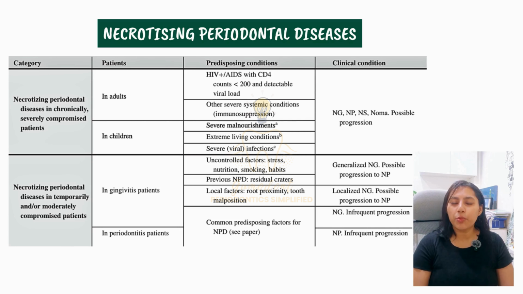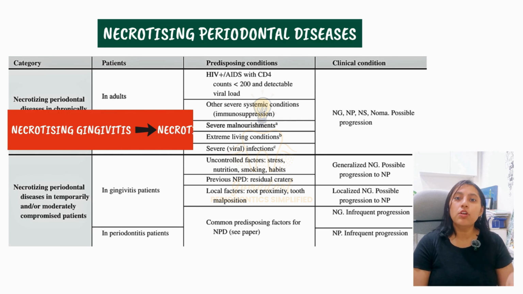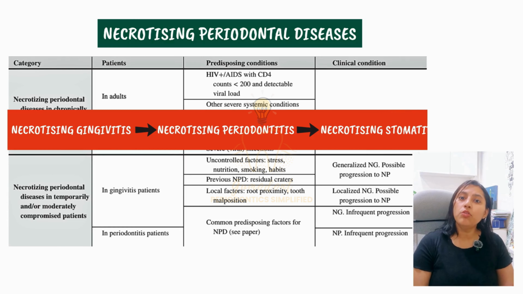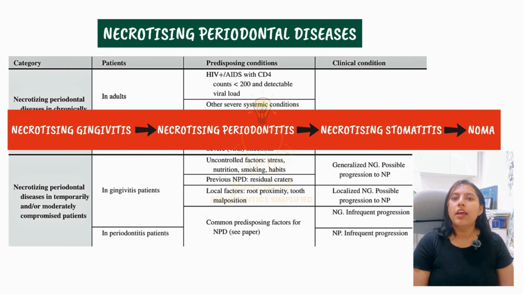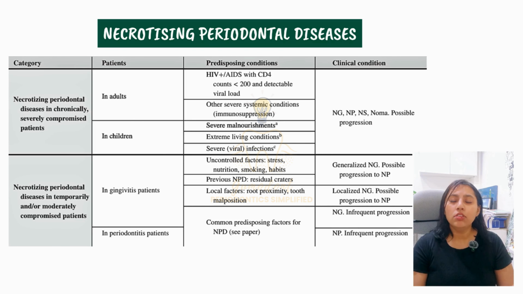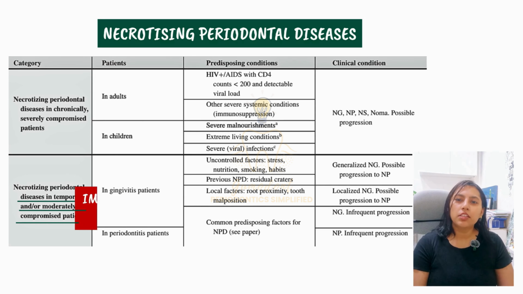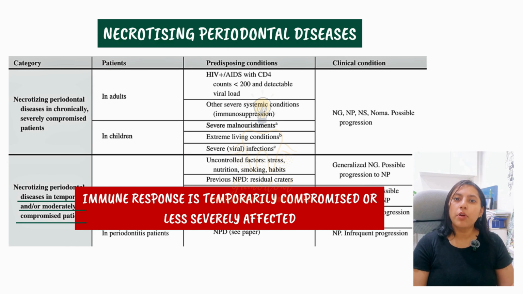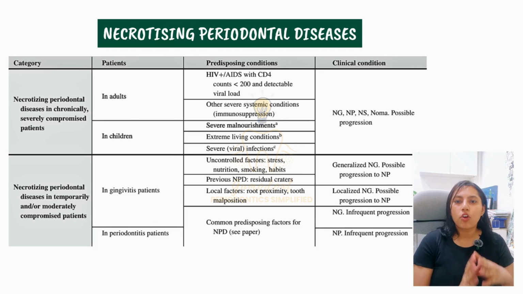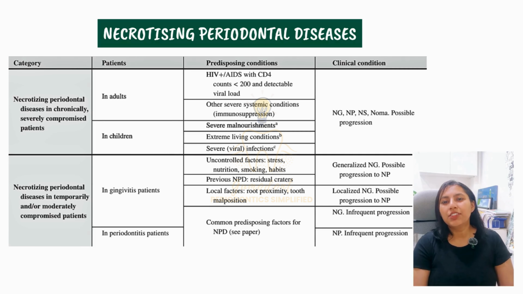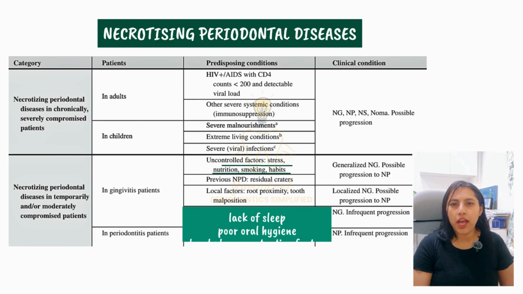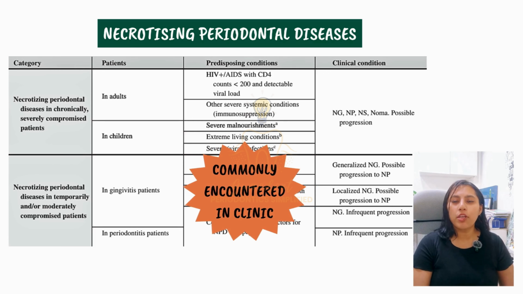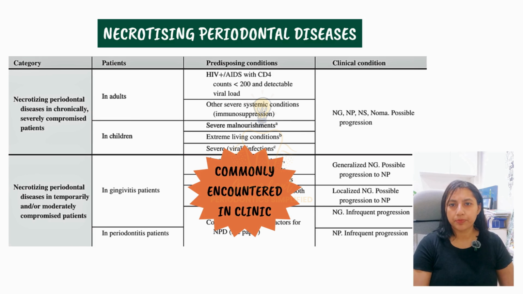So clinically, the disease may progress from necrotizing gingivitis to necrotizing periodontitis or to necrotizing stomatitis, and in severe cases, even noma. Now, the second category includes temporarily or moderately compromised patients. These are patients where the host response is affected but not to the same severe extent. Common predisposing factors include stress, smoking, poor nutrition, lack of sleep, poor oral hygiene, and local plaque retentive factors. So, these are the patients we commonly encounter in routine clinical practice.